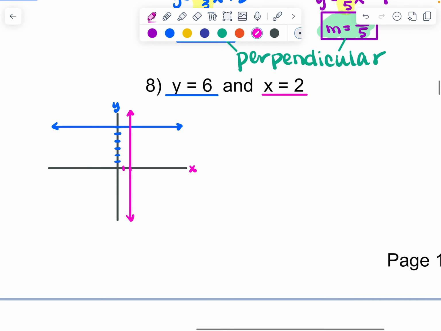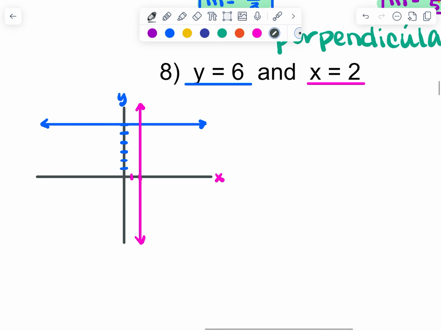Now, technically, their slopes are not opposite reciprocals, but this is the special case scenario, right? Whenever you have a vertical line intersecting with a horizontal line, these will always be perpendicular. Just common sense, right? You got a vertical line and a horizontal line.